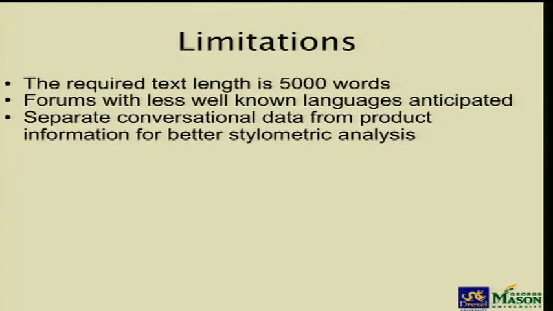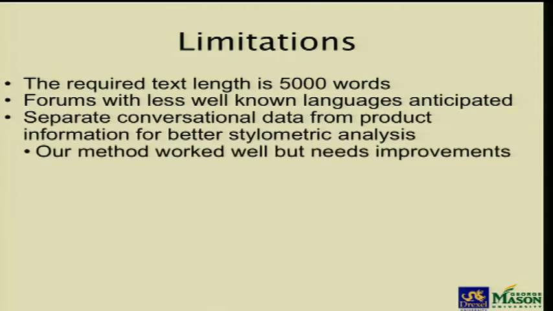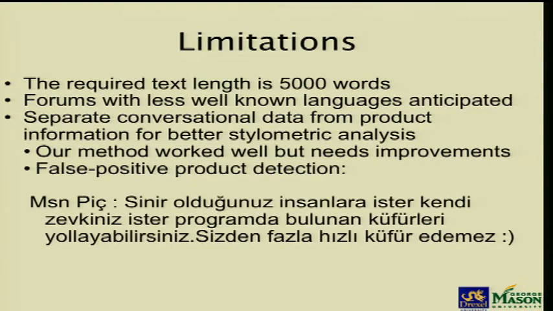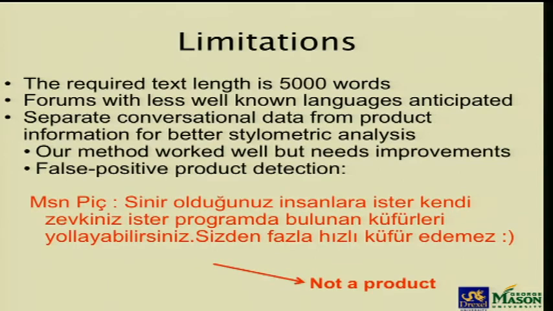And we know that we need to separate all the conversational data from product information so that we can profile members better. And right now our method is working well, but we need improvements so that we can detect all different kinds of products out there in these forums. And for example, this is a false positive product detection. Again, this is a Turkish message. It's talking about an MSN cracking tool, and it's explaining the feature in a very informal and funny way. And this is detected as a product, but this is in a Russian forum. So in a Russian forum, the POS tagger used the Russian rules, and all the words were tagged as not a foreign word. And it made a text pattern, and the text pattern didn't contain any words. They were all foreign words. So it was detected as a product, which is not correct. That's why we need a better product detector.